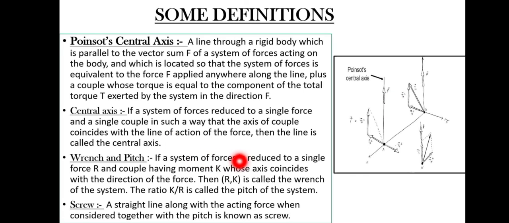If a system of forces is reduced to a single force R and a couple having moment K whose axis coincides with the direction of the force, then R, K is known as a wrench with the direction of the force of the system. The ratio K upon R is called the pitch of the system. Screw: a straight line along which the force acts, when considered together with the pitch, is known as a screw.